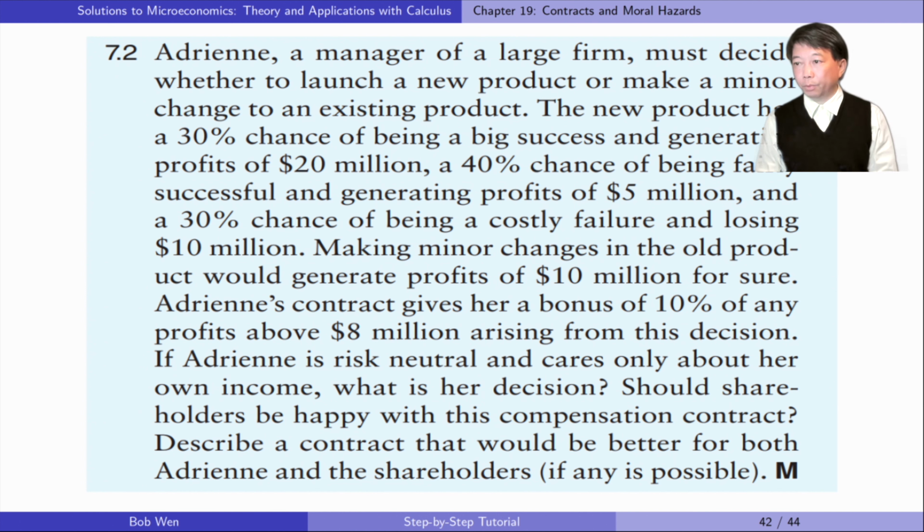Adrian's contract gives her a bonus of 10% of any profits above $8 million arising from this decision. If Adrian is risk neutral and cares only about her own income, what is her decision? Should shareholders be happy with this compensation contract? Describe a contract that would be better for both Adrian and the shareholders.